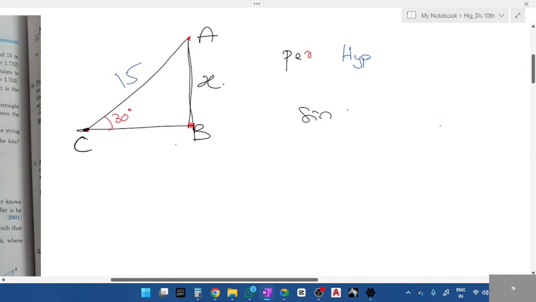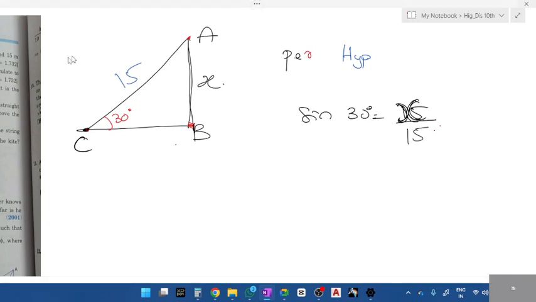So sine 30 degrees equals to what is perpendicular, sorry, x by hypotenuse. Perpendicular by hypotenuse. Same goes with cos.